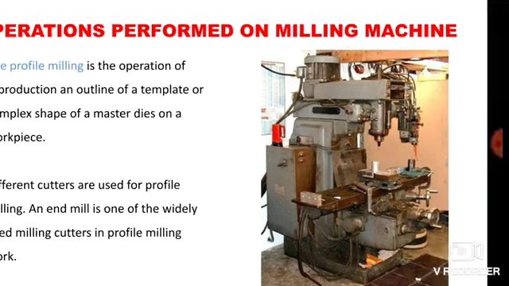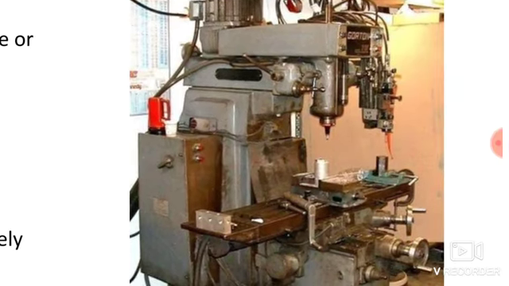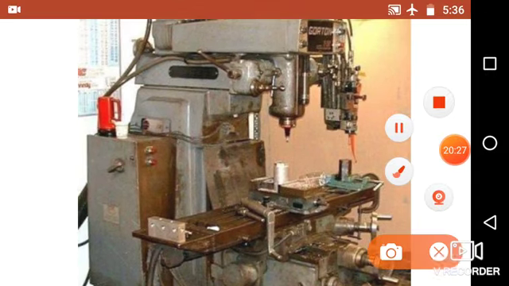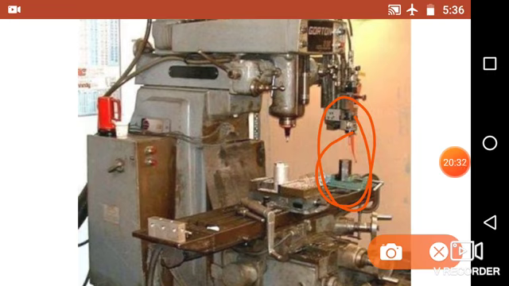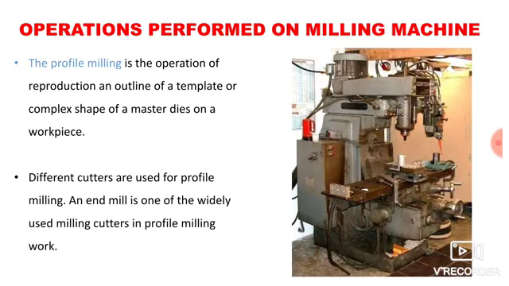With this image you can understand profile milling. Here you can see the die which is placed over the table of the machine, and this is the workpiece. And there is one stylus. I will clear this first, and now we will see.